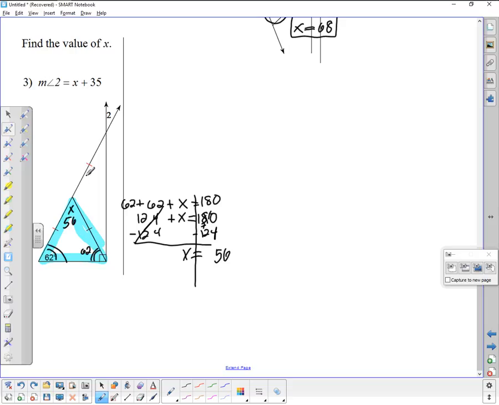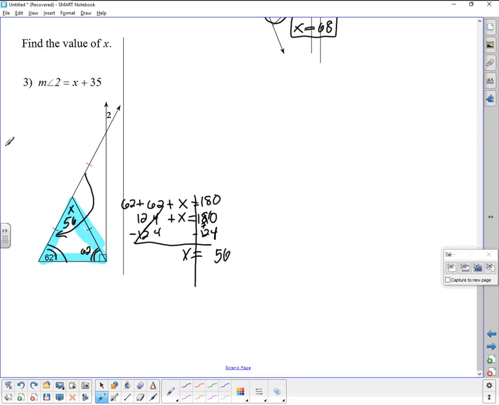Now, if you look right here, this is a linear pair, which means this plus this should give me 180. So what I'm going to do is do the following. 56 plus the other angle. I cannot use x anymore. Let me use y. You can use whatever letter you want. Is equal to 180.